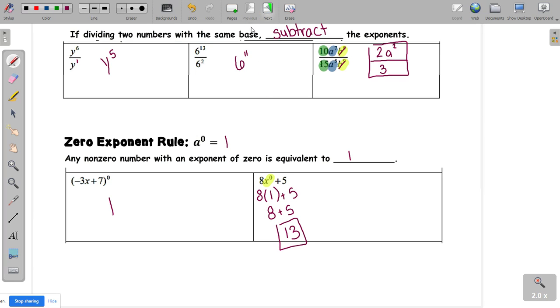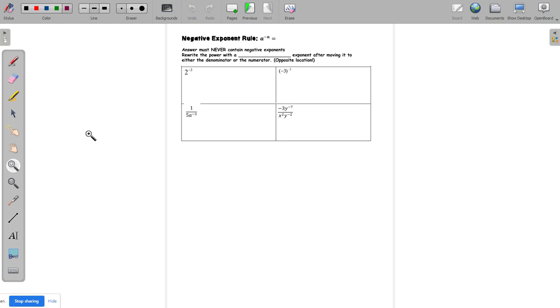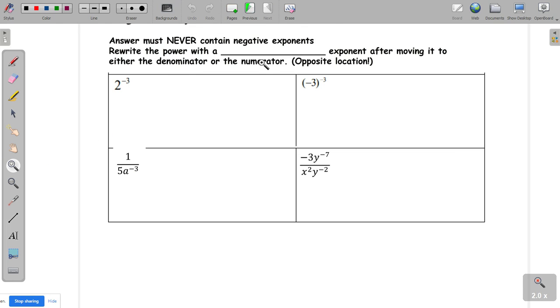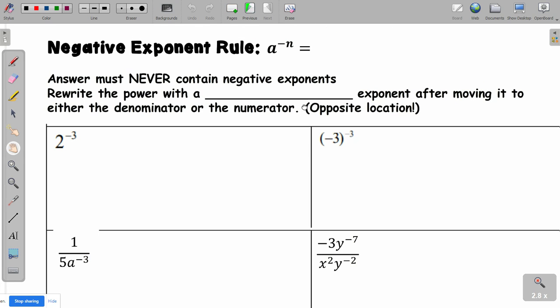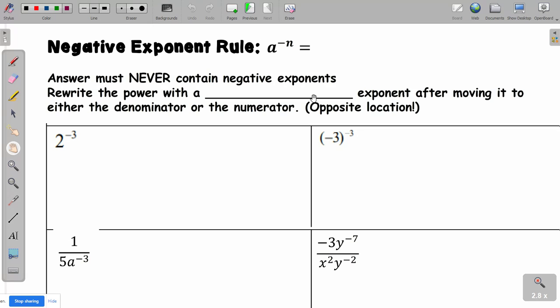Now let's look at our last rule, the negative exponent rule. You can never have an answer with a negative exponent. So you have to rewrite the power with a positive exponent after you move it to the numerator or the denominator. So it's always the opposite position of where it's located.